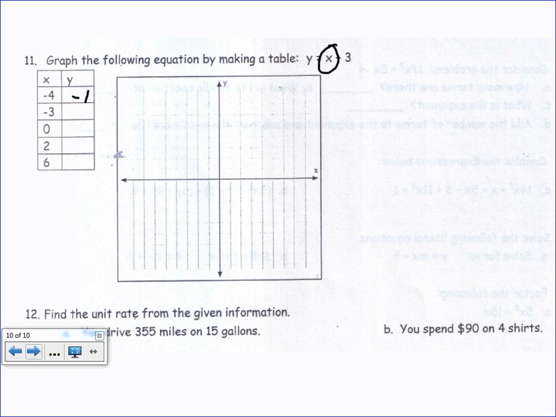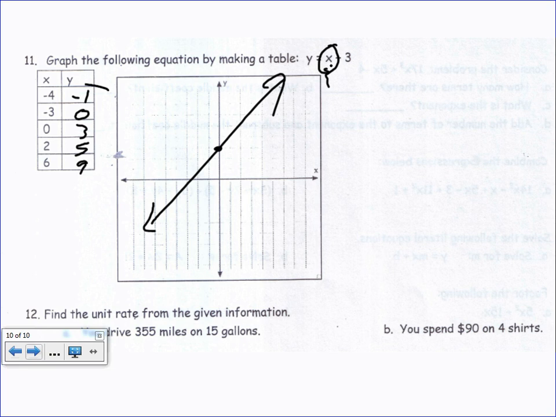I just put -3 right there. I just put a 0 right there. 2 goes there, 5, 2 goes there, 9. When I graph these things, I end up right there.